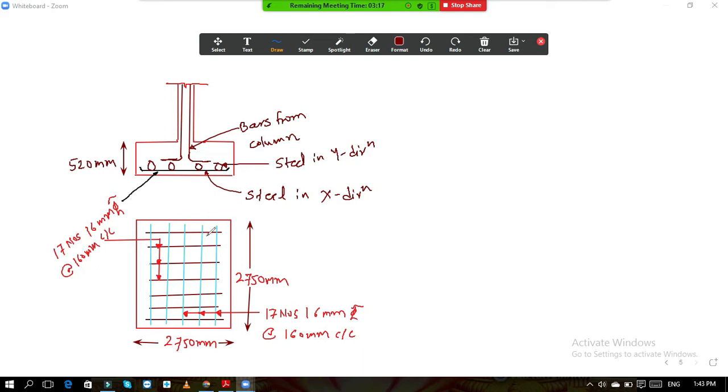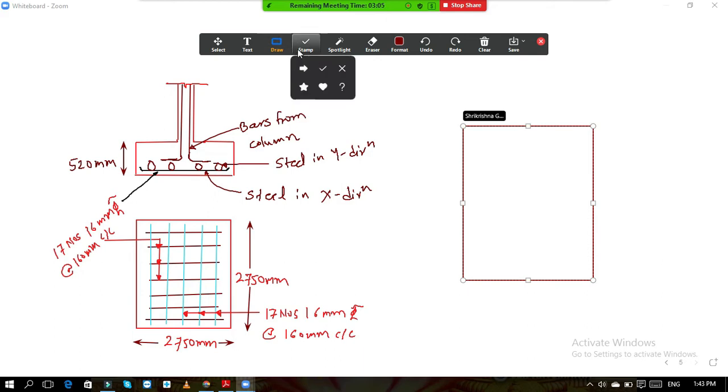For different types of footing, different types of reinforcement is provided. So, what is the big part in this reinforcement? There is nothing, very simple reinforcement is there. This is your footing. Once again, I will tell you, this is your footing. This is your x direction. Okay, and this is your y direction.